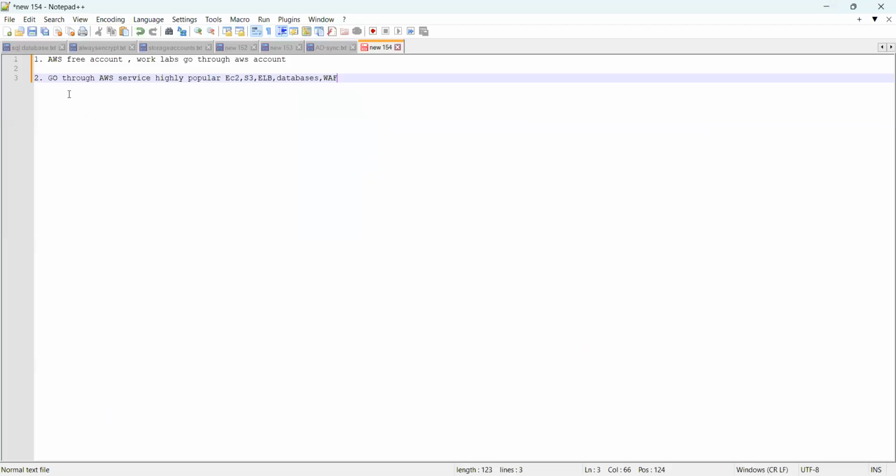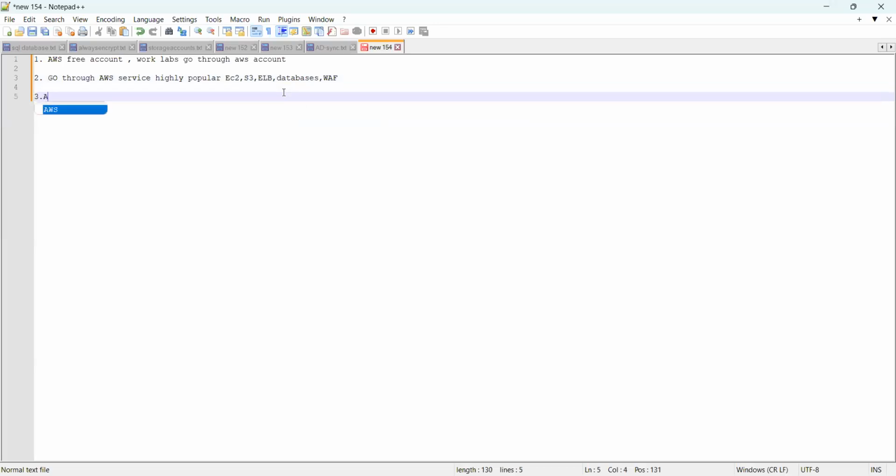So go through the AWS services. You can find a lot of resources on the internet, like on YouTube, to understand what AWS is. First of all, you need to understand what public cloud is. I will cover some of these things. I'm not saying I'm not going to cover them, but it would be really helpful if you can be prepared with these simple basics.